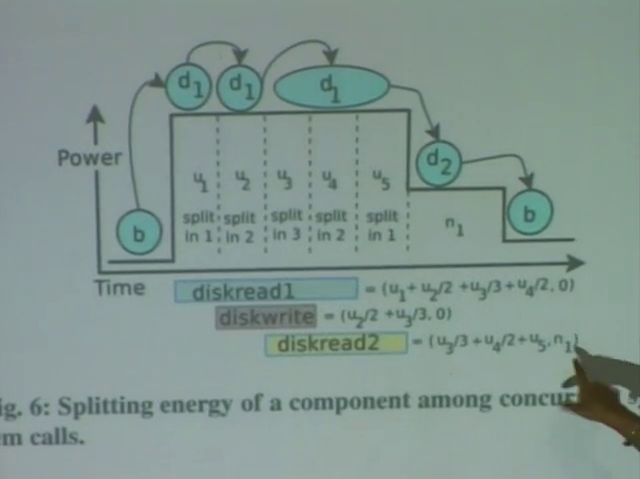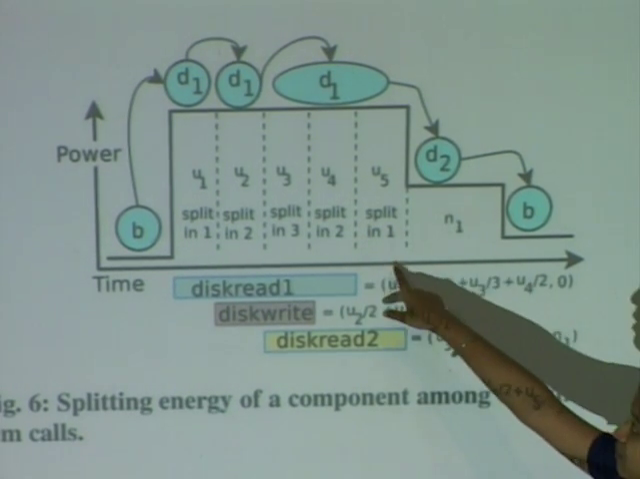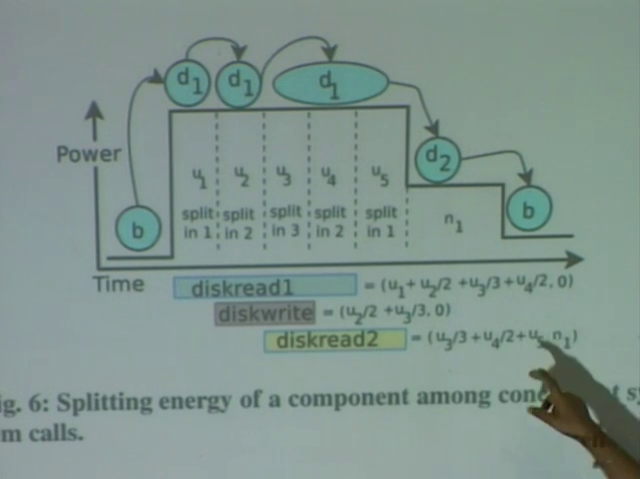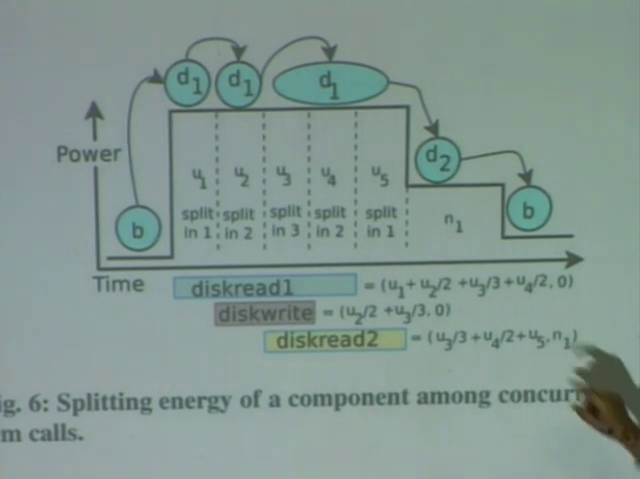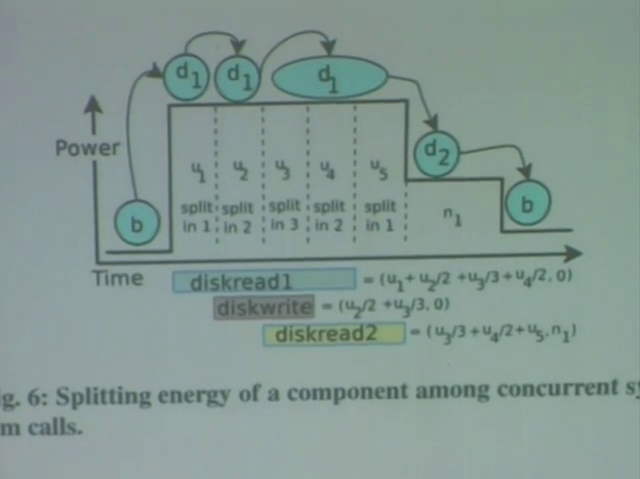And according to the last trigger policy, the tail energy corresponds to the last entity which was using that component. So it will correspond to only the discrete two event, and the rest all have zero tail energy. So this is how we calculate the energy tuple.